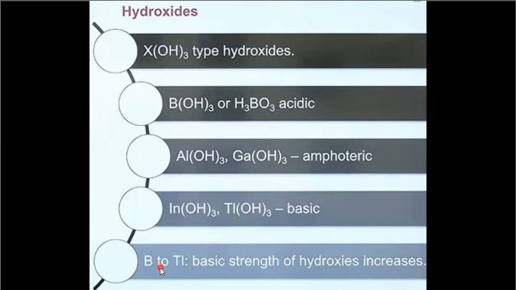So we see that as we move from boron to thallium, the basic strength of hydroxide increases. That means from top to bottom, if we talk of the hydroxide, their basic character increases. That means thallium hydroxide is most basic in nature. Any doubt?